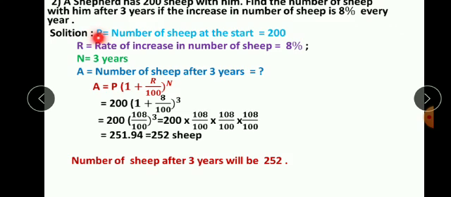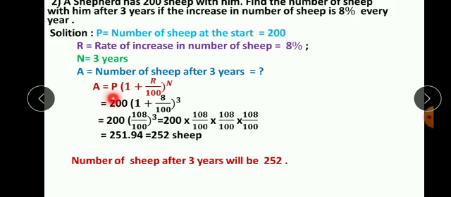Now the solution. What is given? P is equal to number of sheep at the start, that is 200. R is what? Rate of increase in number of sheep, that is 8%. N is the time period, 3 years. So A is equal to number of sheep after 3 years. So we will calculate A.